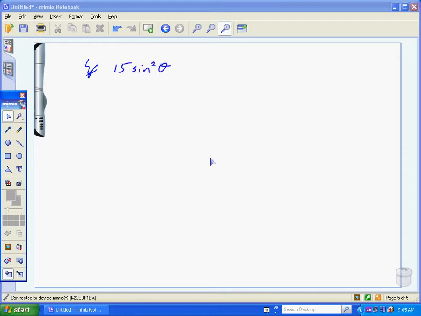This pen's starting to really suck. Plus sine of theta, and then minus 2 equals 0. I'm going to switch over to that green maybe. I don't know if it's any better. I'll just take this out maybe.